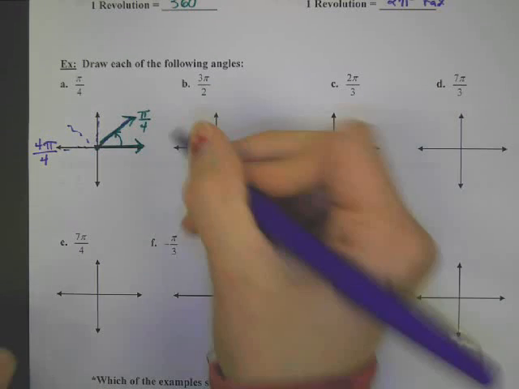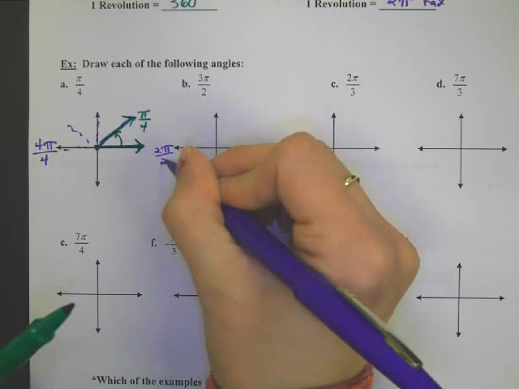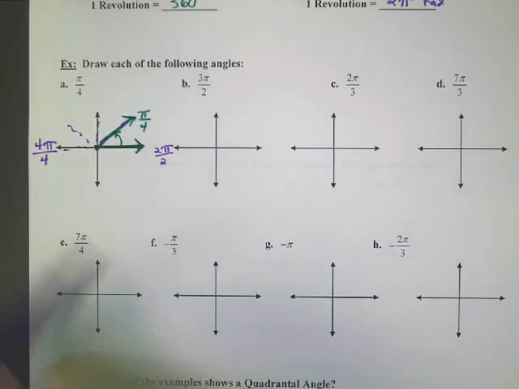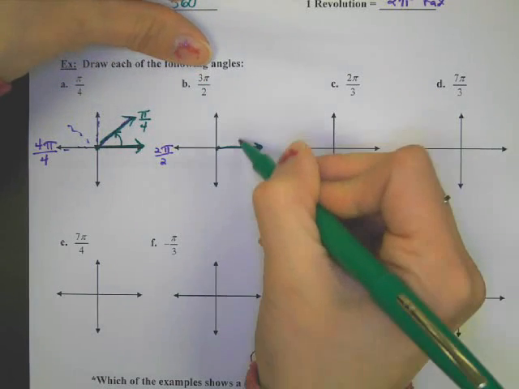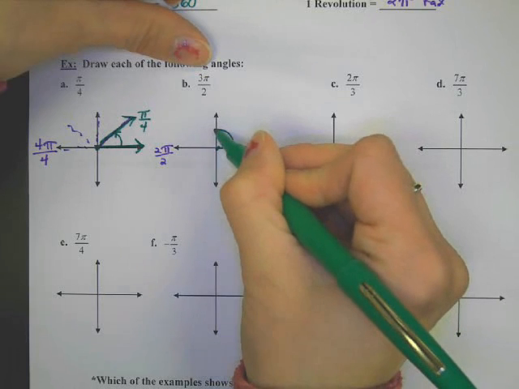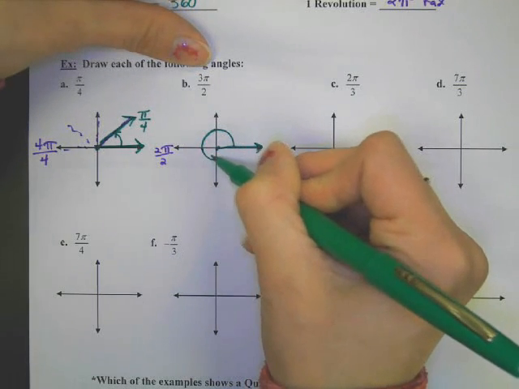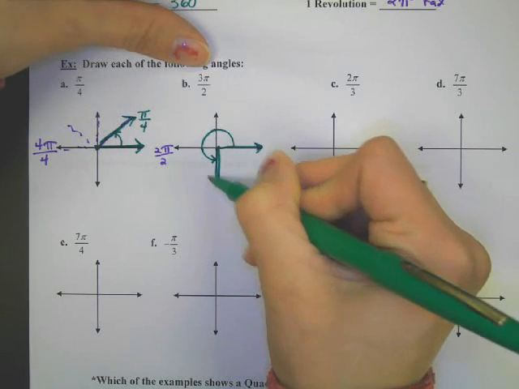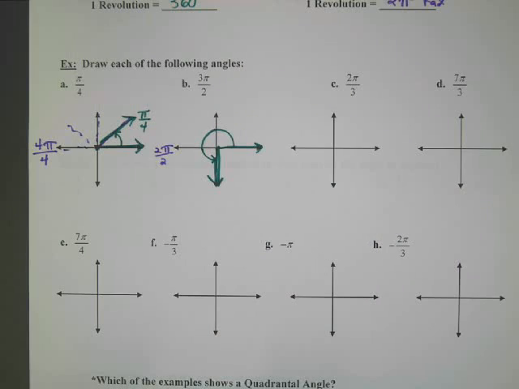All right, let's do this again. Let's think of pi, this time, as 2 out of 2. And we have to do 3 out of 2. So my initial ray goes here. 1 out of 2, 2 out of 2, 3 out of 2. Oh, that's right. 3 out of 2 is 270. We're supposed to know that one from up there.